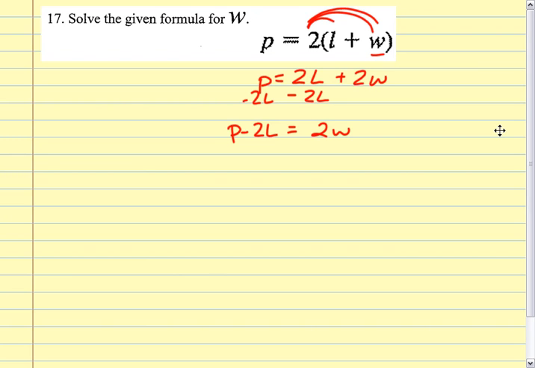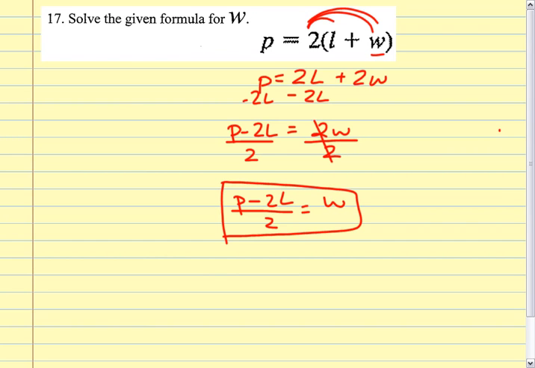Divide 2W by 2, and the other side by 2. Okay? The 2's will cancel here, and I'm left with P minus 2L over 2 is equal to W. That's all I have to do. I don't need to simplify it anymore. I just need to get the W by itself.